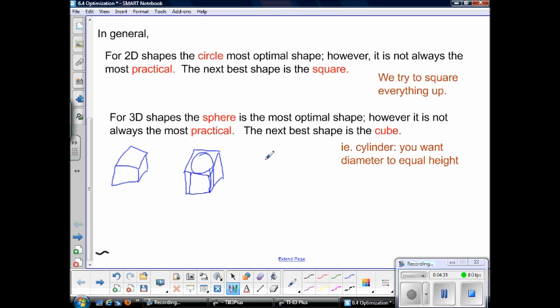Okay, and that would be the same thing too if I had a cone. I would want its height and its diameter to be the same as well. Okay, so we would want those dimensions to be as close as possible to being equal to each other.